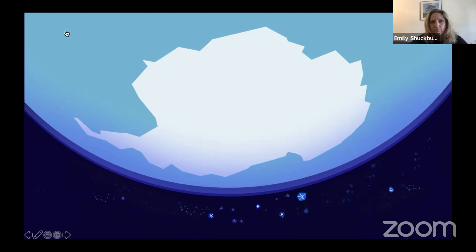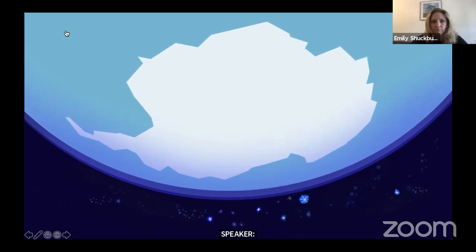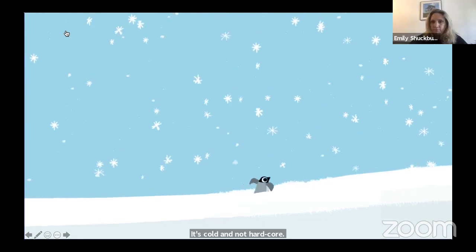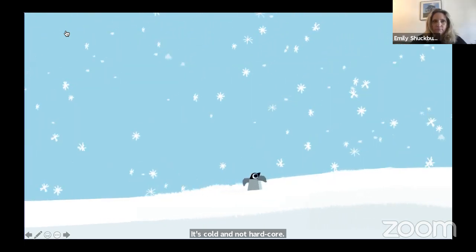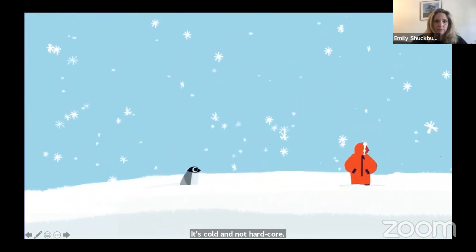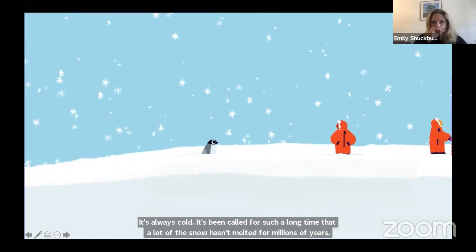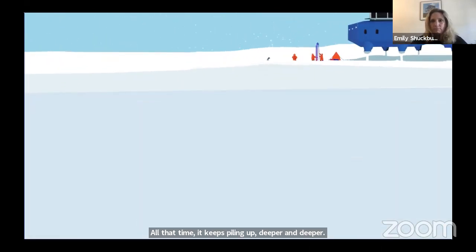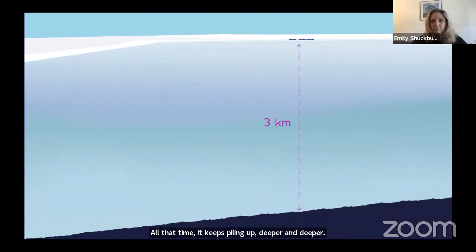This is Antarctica. It's cold in Antarctica. It's always cold. In fact, it's been cold for such a long time that a lot of the snow hasn't melted for millions of years. All that time, it just keeps piling up, deeper and deeper. So today, in places across Antarctica, the snow is over 3 kilometers deep.